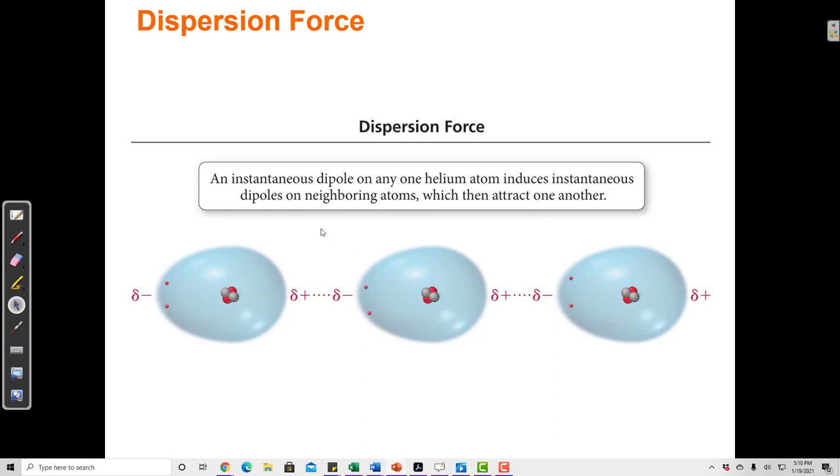So sometimes this is called instantaneous dipole, because in one instant, there's a dipole formed on this particle. And in the next instant, that creates a dipole in this particle. So sometimes we say instantaneous dipole, induced dipole, induced dipole. So in that one instant, all of those particles are stuck together, and in the next instant, they're not. And in the next instant, another group of particles is stuck together, and in the next instant, they're not. And then the next instant, another group of particles is stuck together. So this is the way in which helium atoms are sticky by the dispersion force, which is not very sticky at all.